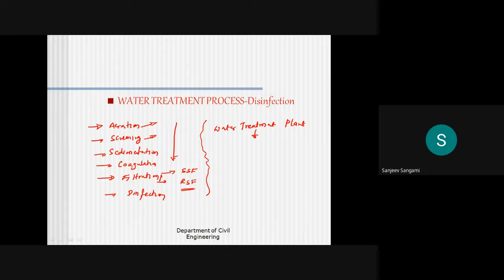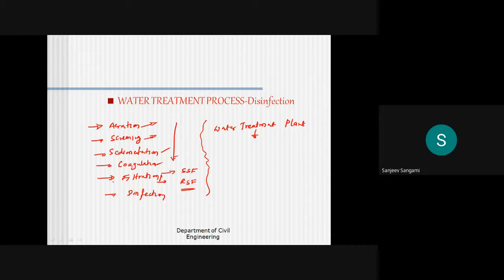Sedimentation: under the influence of gravity, some particles are going to settle, so those particles we remove. In coagulation, those particles that will not settle under the influence of gravity can be removed. Means the particles which remained after the sedimentation process can be removed in the coagulation process.